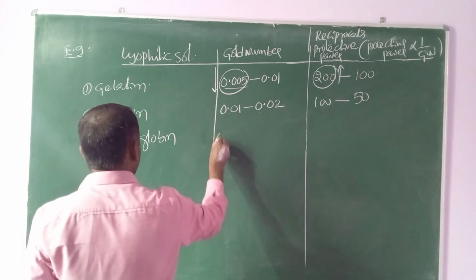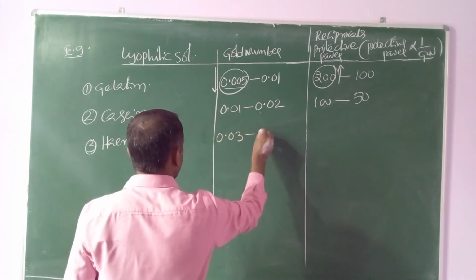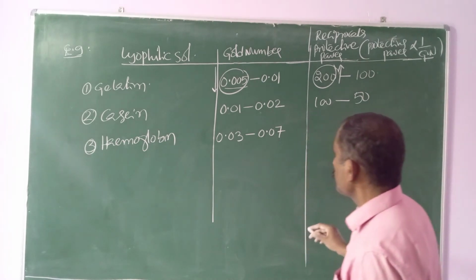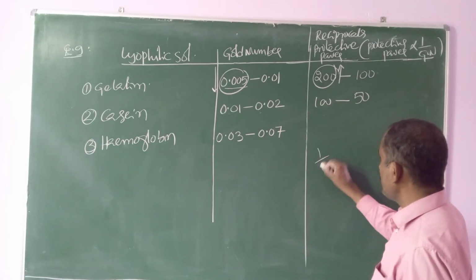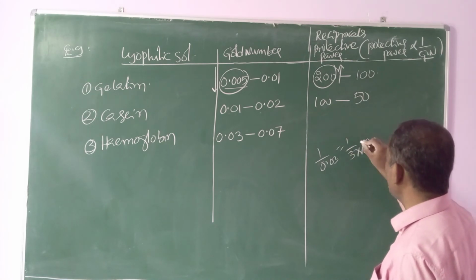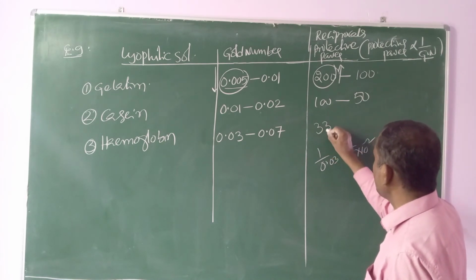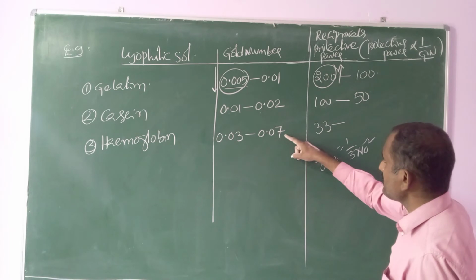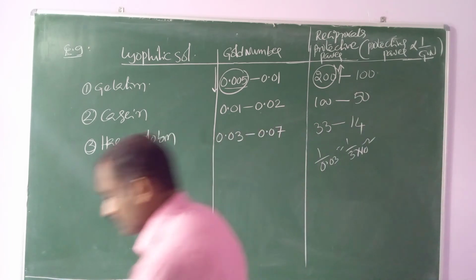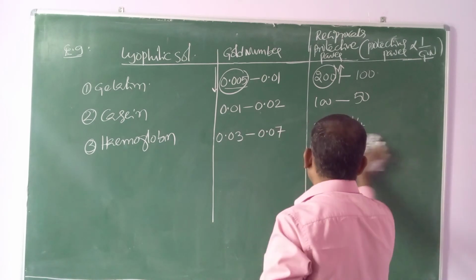Hemoglobin: 0.03 to 0.07. Reciprocal. So 100 by here, 1 by 0.03 is nothing but 1 by 3 into 10 power minus 2. 100 by 3 means roughly 33. Here 100 by 7 is roughly 14, since 14 sevens are 98. So 33 to 14.